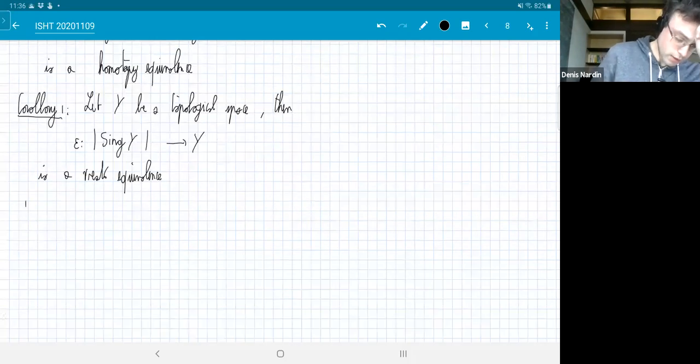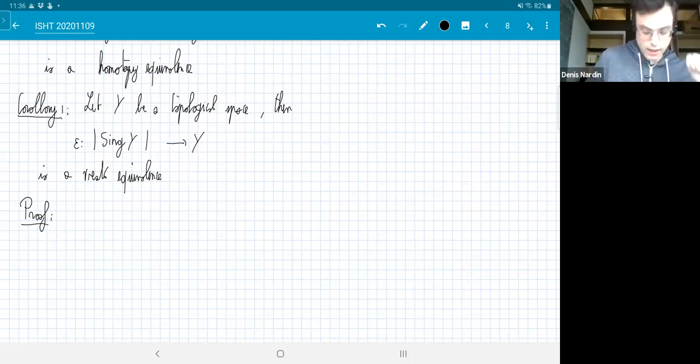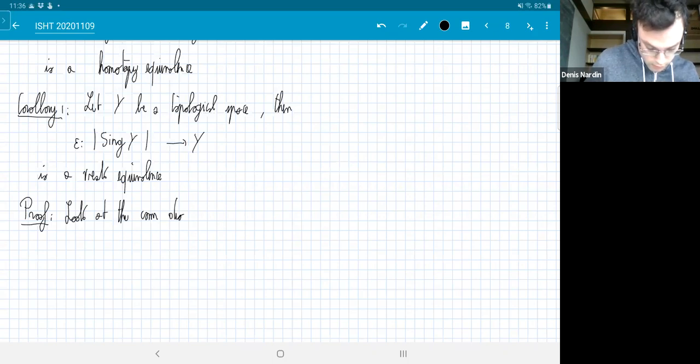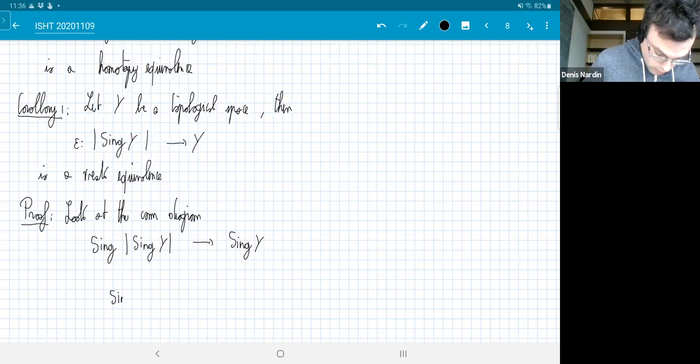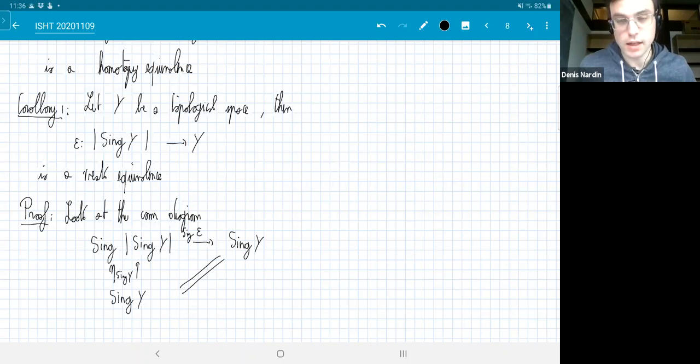And how do you prove it? Well, the idea is to look at the commutative diagram. This is sing of epsilon, and this is eta of sing. Right, this is the identity. You can check, this is just another reformulation that sing and geometricalization are adjoint, but you can also check it directly with the formulas I gave you.